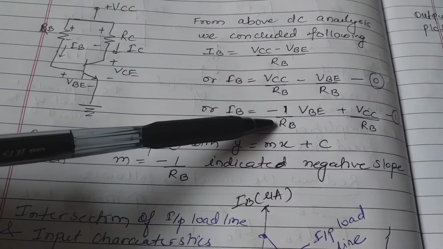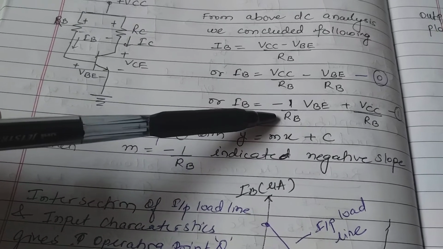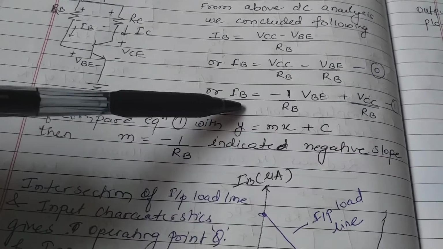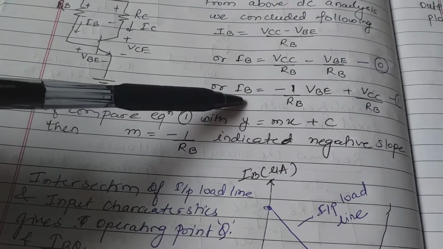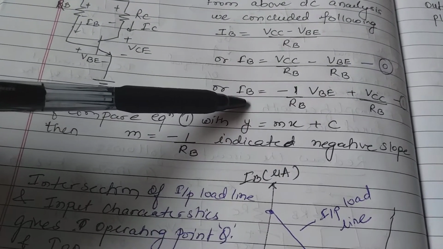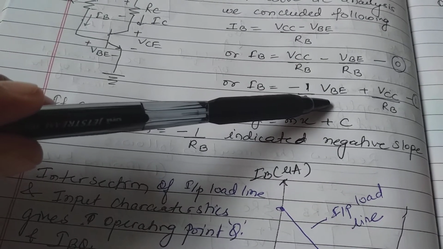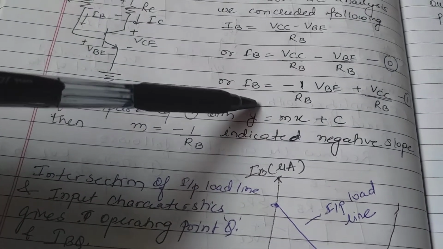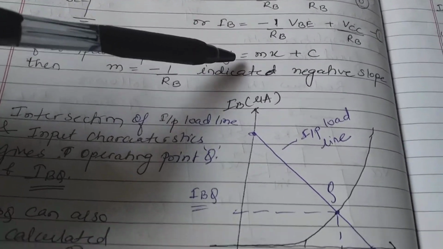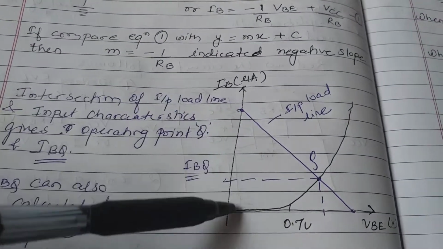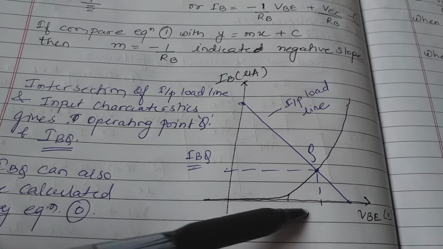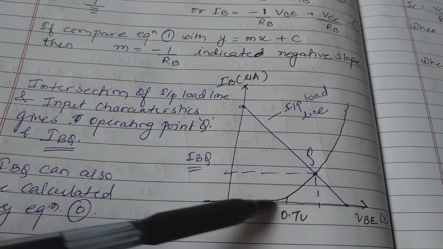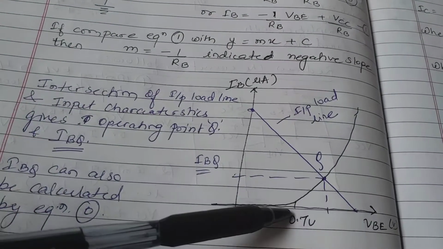So if we relate this equation, this is IB, that is the input current, and this is VBE, that is the input voltage. If you remember, we plotted the input characteristic of the transistor between IB, the input current, and the input voltage VBE. This is the input characteristic of the transistor.